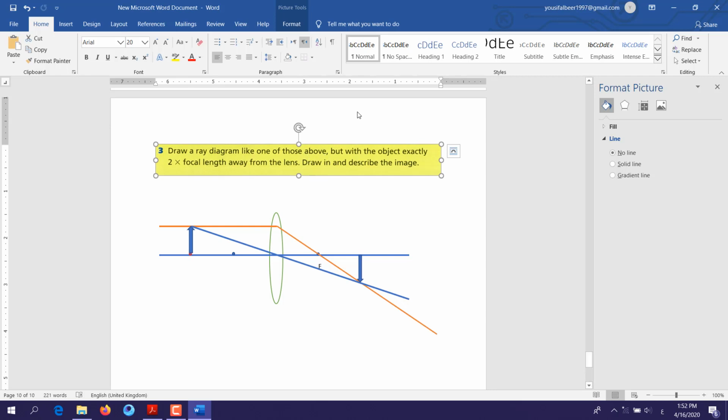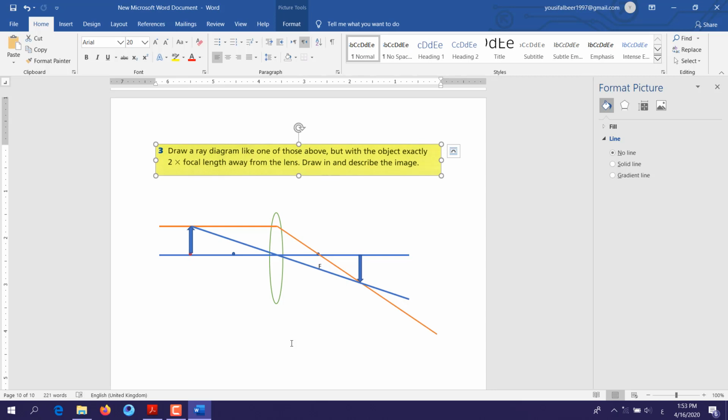The question says draw. We finished drawing. Now describe the image. If we want to describe the image, we will say the image is real. Why is it real? Because it's formed by the lens. How is it? It's inverted. All the images that are formed by lenses are inverted. Now the size. How is the size? It's the same size as the object. If you now measure the size of the object and the size of the image, you will see they have the same size.